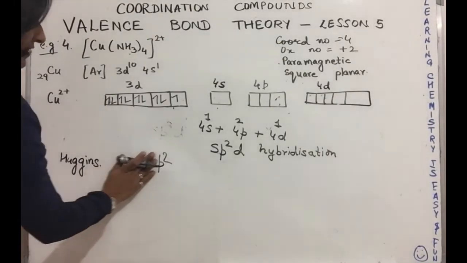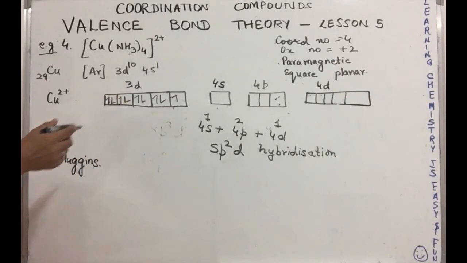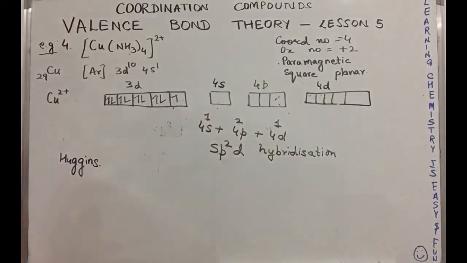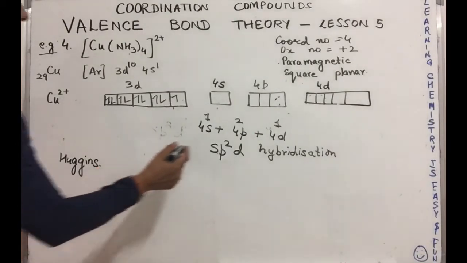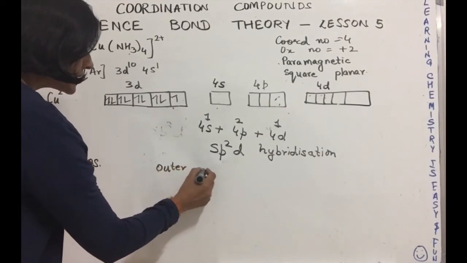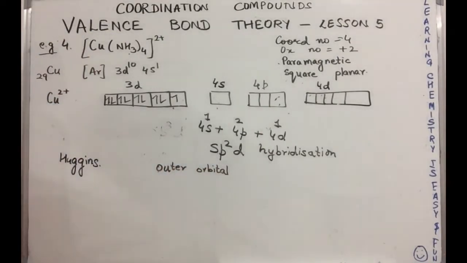No, it is not the same. Because there we import the d orbitals from 3d, the penultimate. Here we are involving the d orbitals from the outer energy level, the valence shell. So this is called an outer orbital complex. What is the other name that you can give?